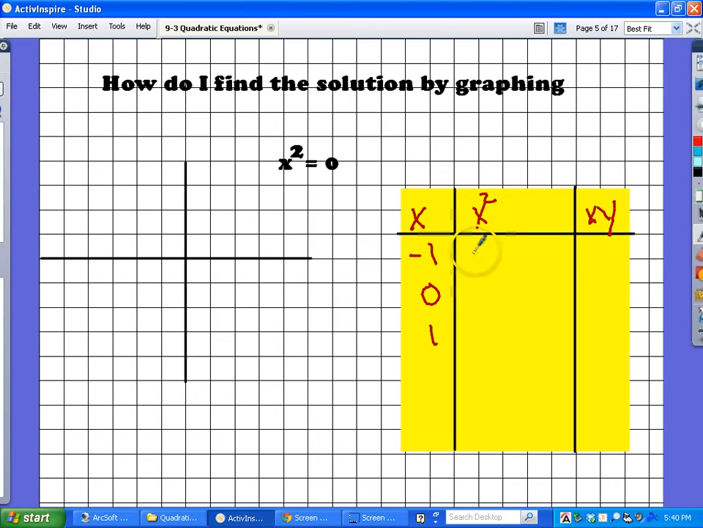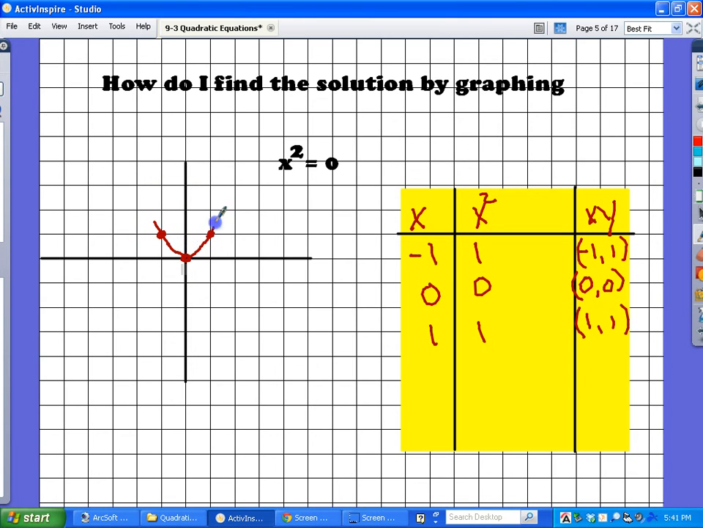Negative 1 squared, well, that's going to be 1. So a negative 1, 1. 0 squared, 0. So I have 0, 0. And then 1 squared, well, I have 1. So it's going to be 1, 1. So let me go ahead and graph it. Negative 1, 1. 0, 0. And then 1, 1.